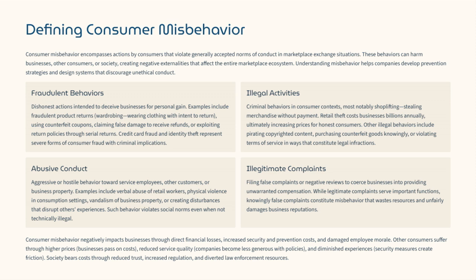Finally, we have fraudulent behaviors, dishonest actions aimed at deceiving businesses for personal gain. This can include fraudulent product returns, using counterfeit coupons, falsely claiming damages to get refunds, or exploiting return policies through serial returns. Serious crimes like credit card fraud and identity theft also fall into this category and have severe legal consequences.